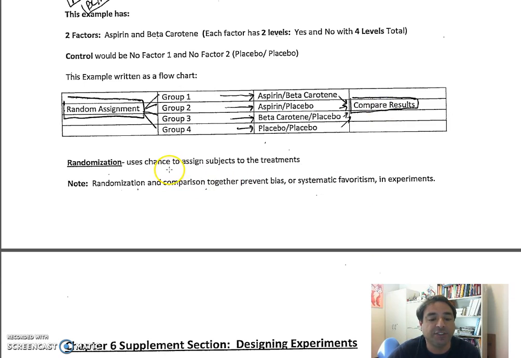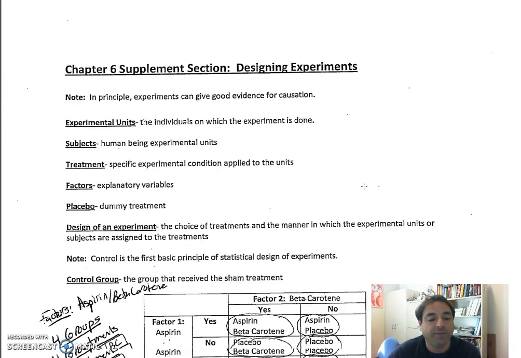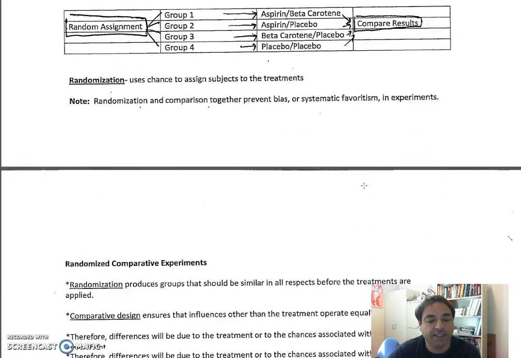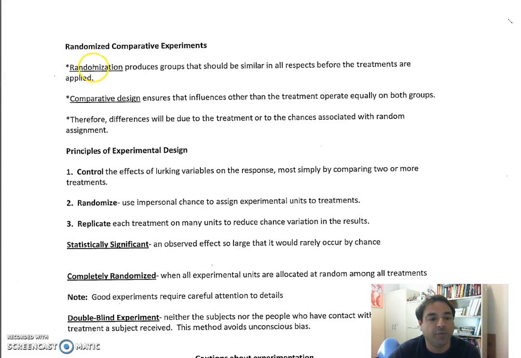Randomization uses chance to assign subjects to the treatments. The hope is randomization and comparison together prevent bias, systematic favoritism in experiments. So we've gone through all the definitions, and again, we always start with randomization.